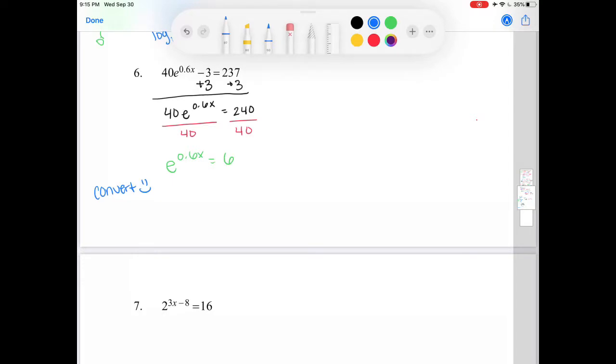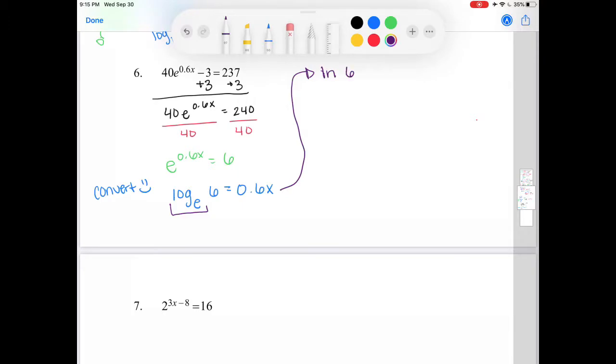All right, so now I can do my conversions. And I'll put a smiley face because I know that I can do it now. Everything is perfectly by itself and manageable. So my base was e, it's on the left side, so I will keep it on the left, and I will put that base in the basement of my log. And the other 2 things will switch sides. So I'll have log base e of 6 equals 0.6x.